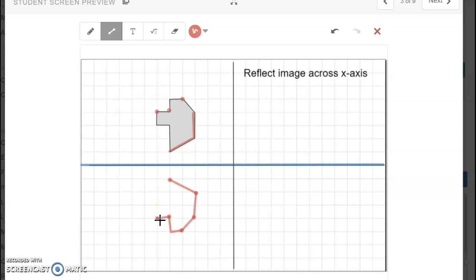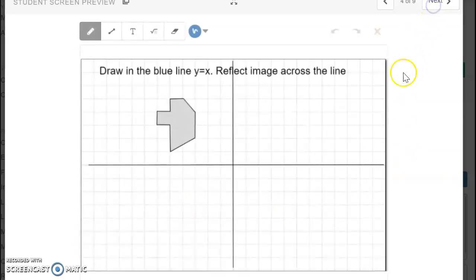So you're putting the vertices and then joining, and at the end you should have something that looks like this. It's not the best drawing, but I think you get the idea of what you should be doing. So this way we didn't have to use the tracing paper, did we? When we have the grid, it is much simpler. Then let's go on to the next one.